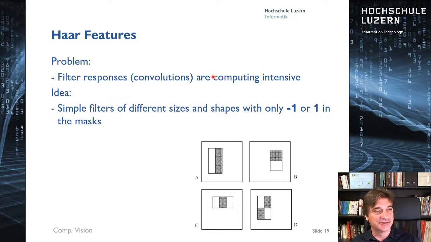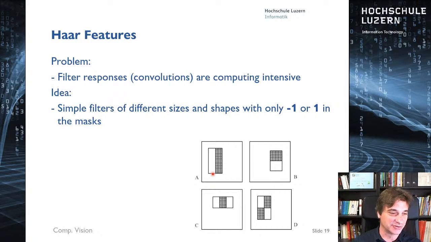So they wanted to use filters, but filters that are easier to calculate. They use filters called Haar filters, or actually Haar features, which are a combination of such filters. The idea is you have filters with a rectangular mask, and the filter kernels are just plus or minus 1.